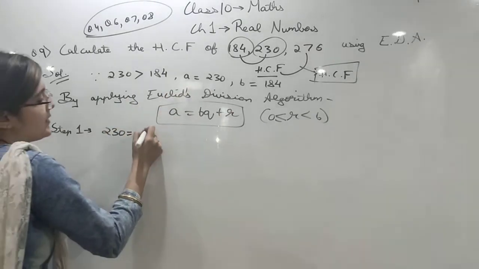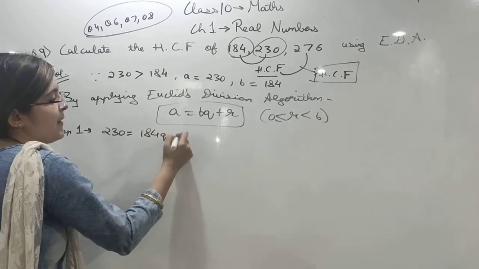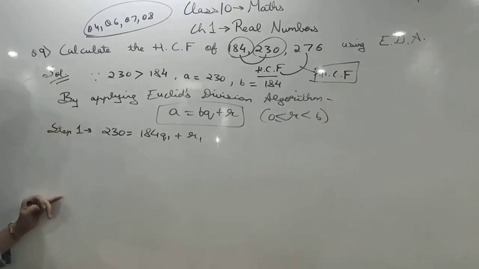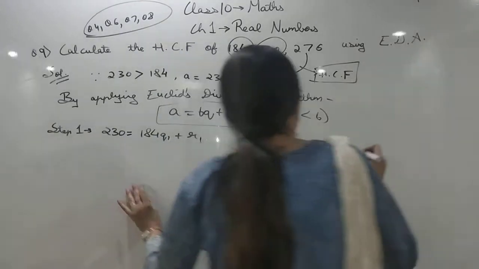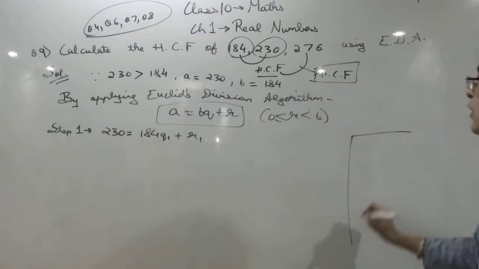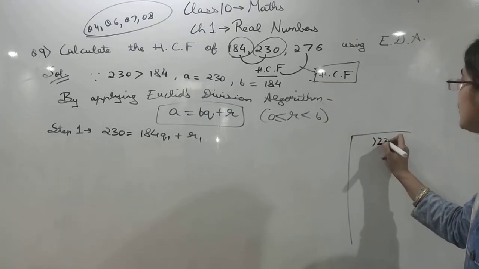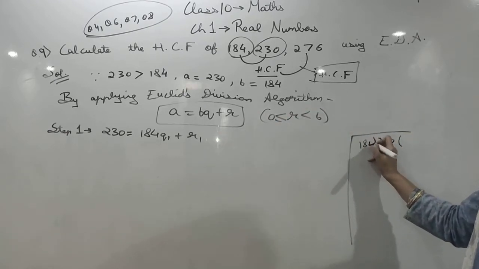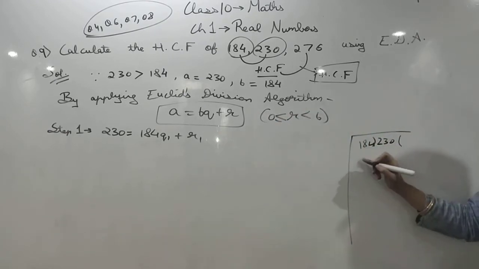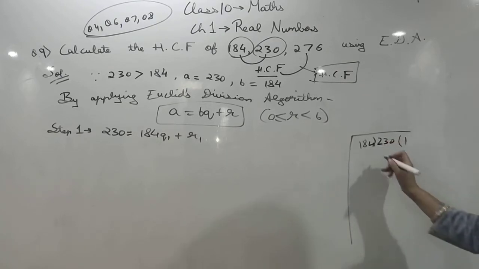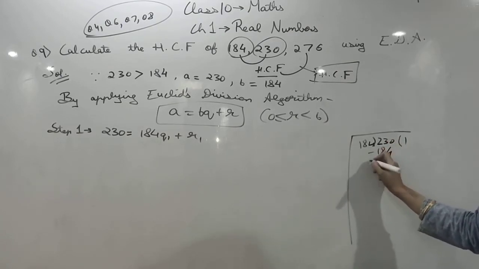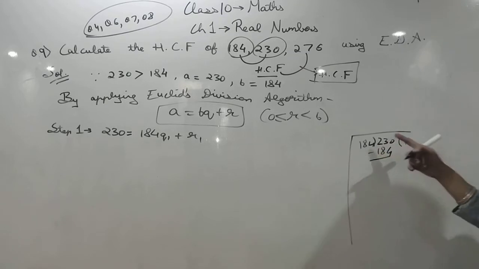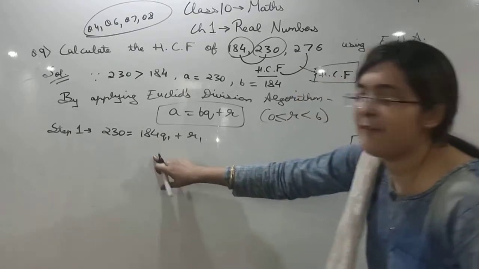230 is equal to 184 Q1 plus R1. What we will do again, we will divide here. All of you divide 230 by 184. 1s are 184. You have to divide 230 by 184.